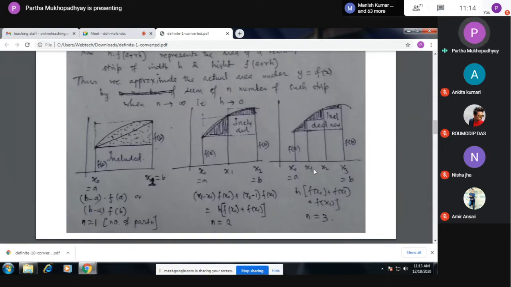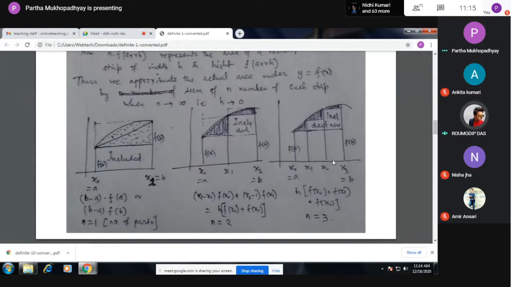If you take more points, suppose x1, x2, two points, that means three partitions. That means, in general, n partitions with n plus 1 points. Always remember, the terminal points will be included. That will be taken by x0 and xn, okay? xn is equal to b.